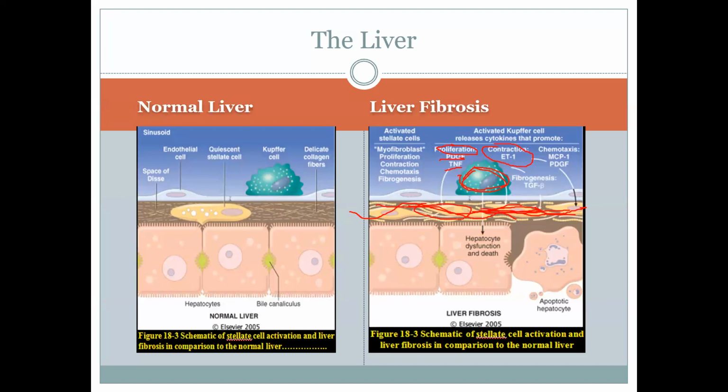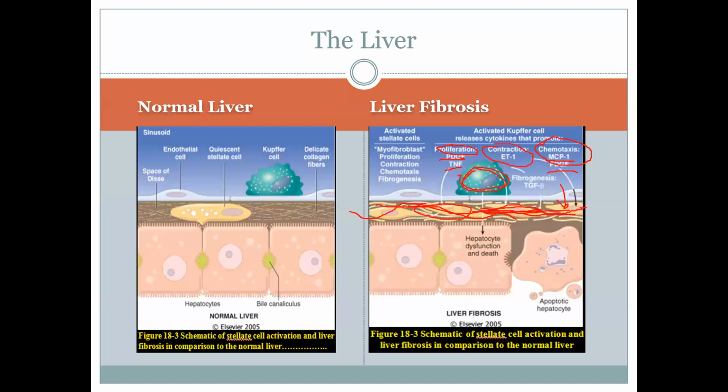And finally, the Kupffer cells will be making chemotaxis cytokines such as the monocyte chemoattractant protein 1 and the platelet-derived growth factor, which are going to recruit more fibroblasts to the perisinusoidal space.